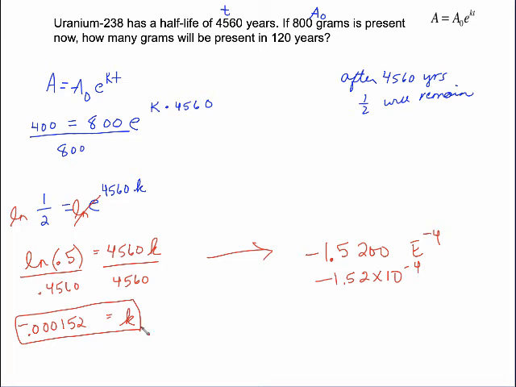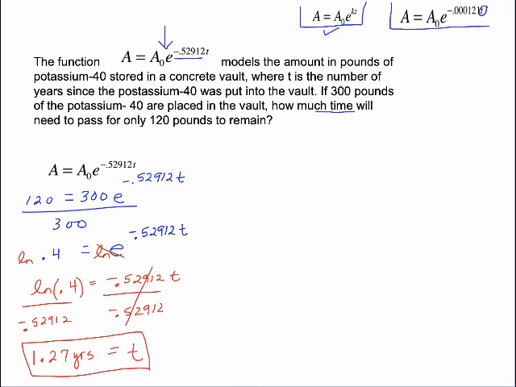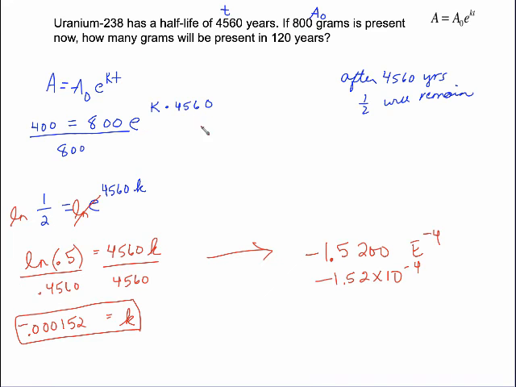Now, we're not finished. That is the K value. Just like we had back here, this right here was the K value. Well, you were given that K value. In this problem, we had to do some work to find the K value. Now that we know the K value, we've got to go through and do the problem again using this formula, again, A equals A sub 0 e to the kt.